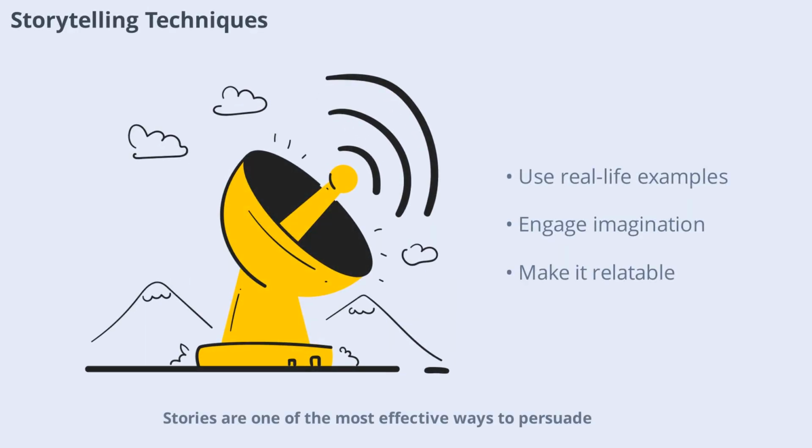Stories are one of the most effective ways to persuade. They make information relatable and memorable. When you tell a story, you engage your audience's imagination and emotions. Use real-life examples, anecdotes, or hypothetical scenarios to illustrate your points. A well-told story can turn a simple message into a powerful call to action.